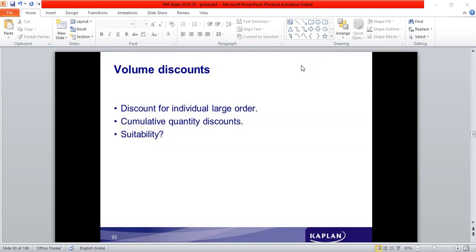If huge discounts are given, see, units into selling price per unit: just because units are increasing, the selling price is decreased. In that case, there may not be any benefit left. Units are increasing, selling price is decreasing, so the overall impact would not be so much. So they also have to check the suitability of this particular concept of giving a discount on large volume purchases.